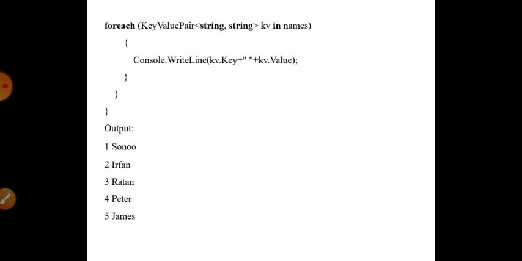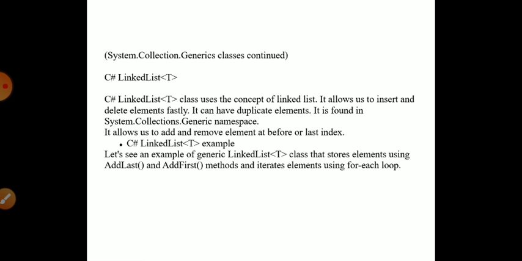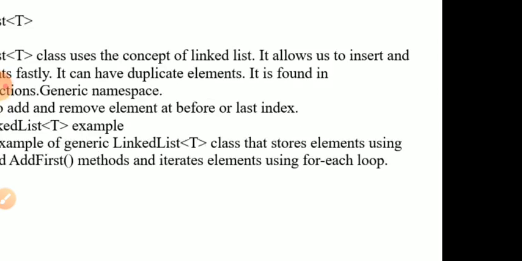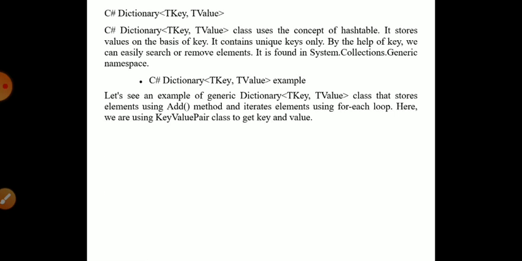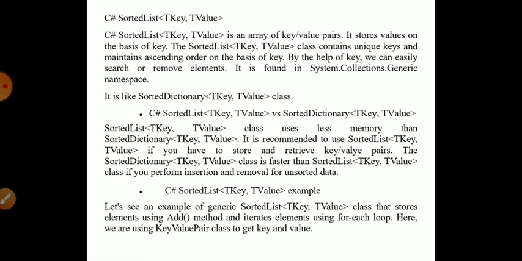Okay, so in this session you have learned about the linked list concept. Then you have learned about the dictionary concept, the sorted dictionary, and the sorted list. So there are advantages between the sorted dictionary and sorted list: the sorted list works faster compared to the dictionary, and additionally you can remove or insert an element in between. That concept is there in the sorted list.